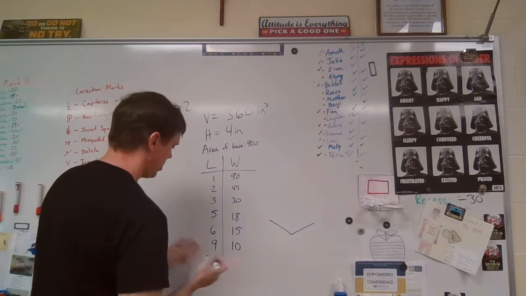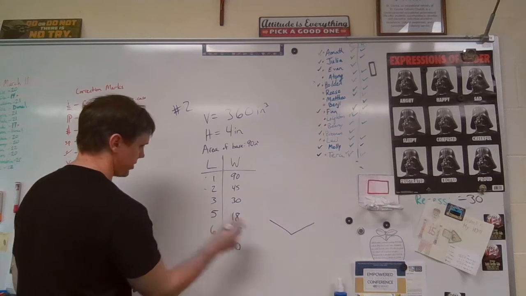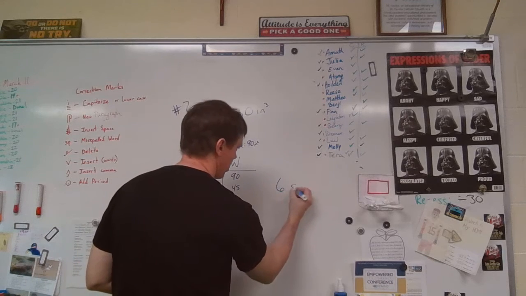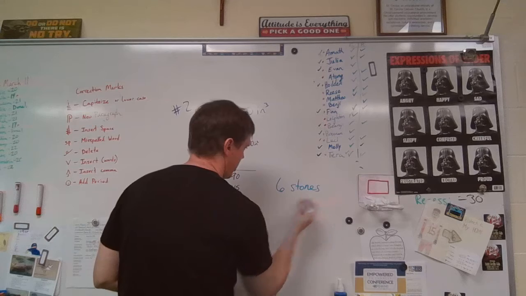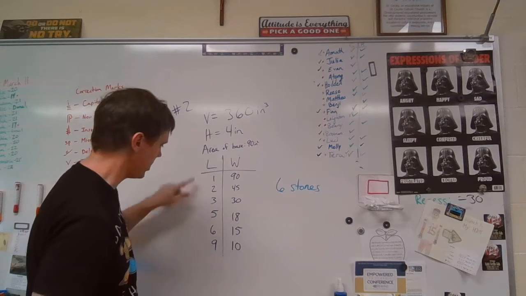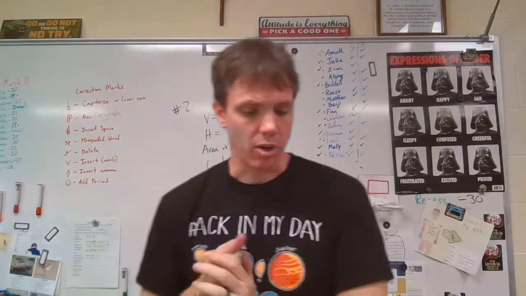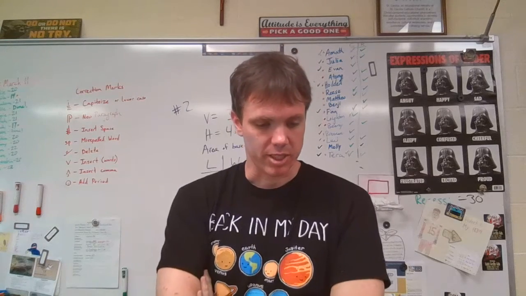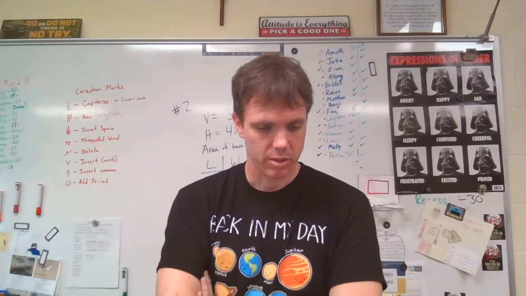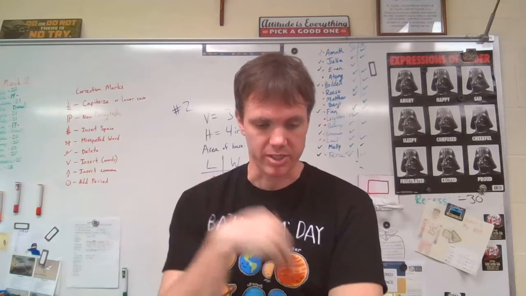So here again, count them all up: 1, 2, 3, 4, 5, 6. So we have 6 stones. All right, so there's our number of stones and the possible lengths and widths for them. But that's not the whole question. First of all, it says possible. How many different paving stones can be made? We know that it's 6.